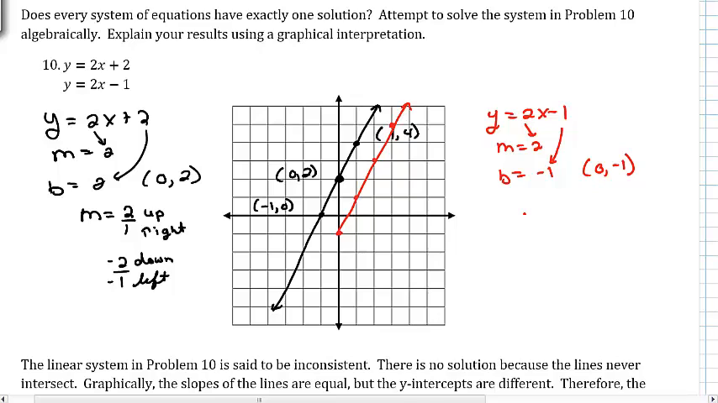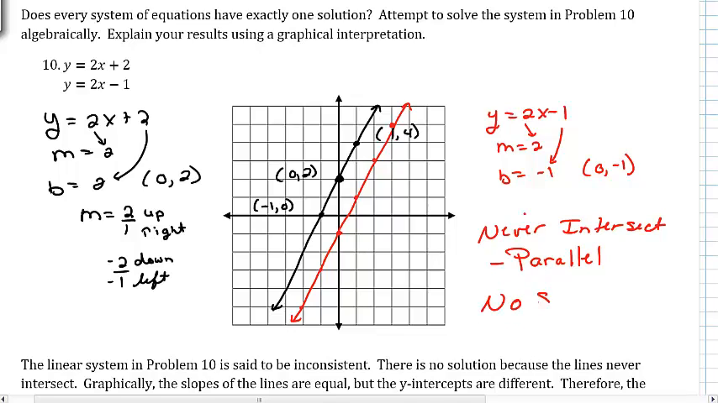Well, I can keep on going, and then I could go down 2, left 1, down 2, left 1. And no matter how long I keep doing that, my graphs are never going to cross. If two lines never intersect, it means that they're parallel. And the answer to our problem here is that there's no solution.